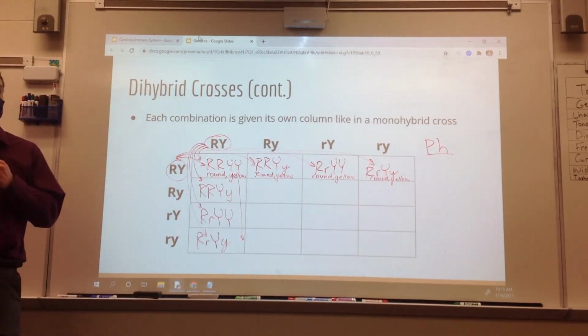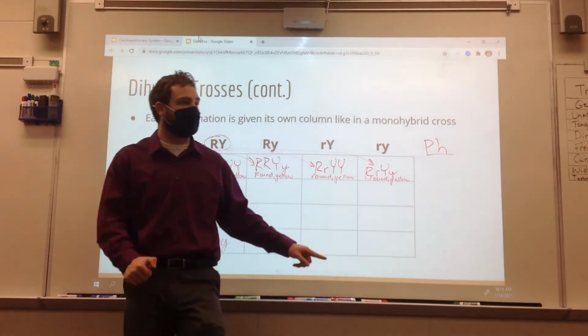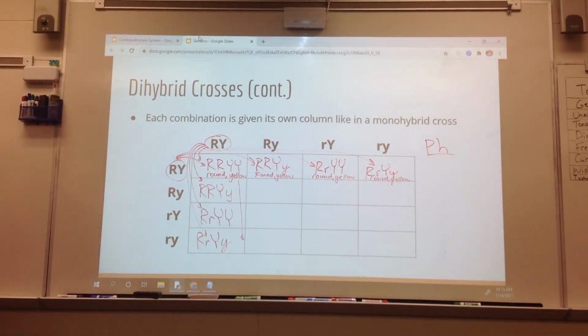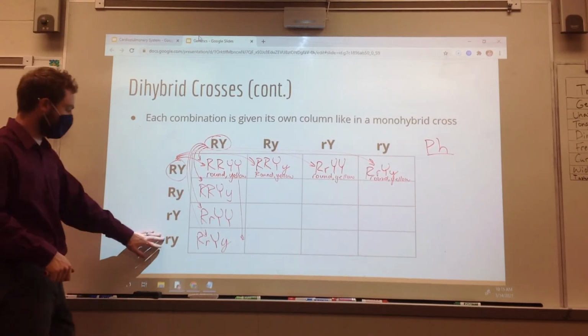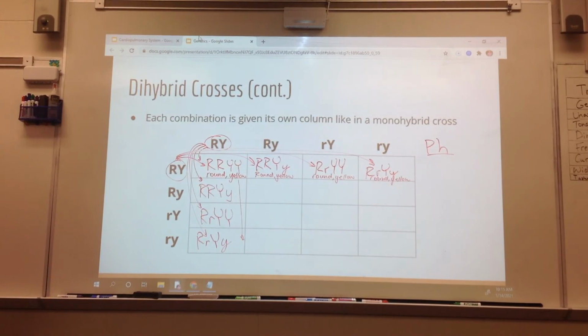So what's lowercase? That'd be green and wrinkled. Wrinkled and green, yep. So you get those down here. How do you know which ones to put first? Like, what if you do W and G?